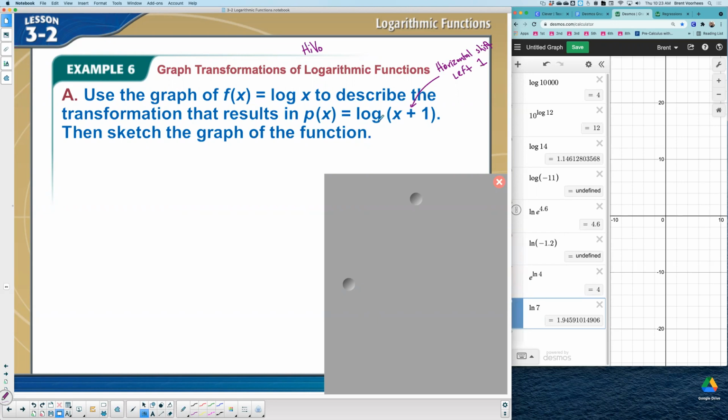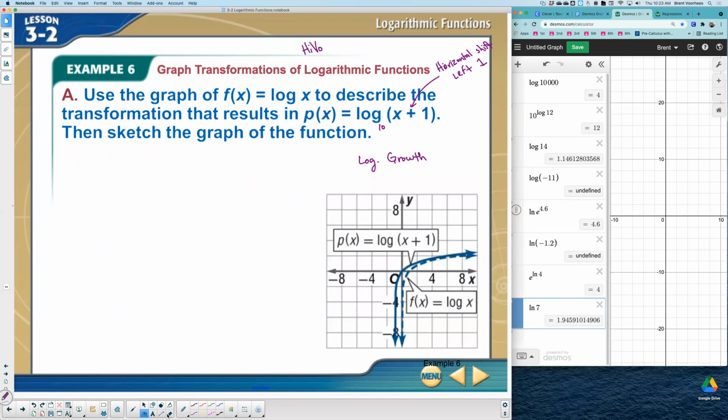Okay, next. What's the base if it doesn't show 1? It says the word log. 10. This is the base of 10. Will this be growth or decay? Growth. Thank you, Sydney. It's growth because the base is greater than 1. So it's growth and it's left 1. So notice this graph would have an x value that you could go as far as, but not touching -1. This asymptote would be at x equals -1 because it got shifted left 1. Not only that, this one should go through the origin at 0, 0. Instead of being 1, 0, it's 0, 0 because it went left 1 unit. So there's a transformation there.